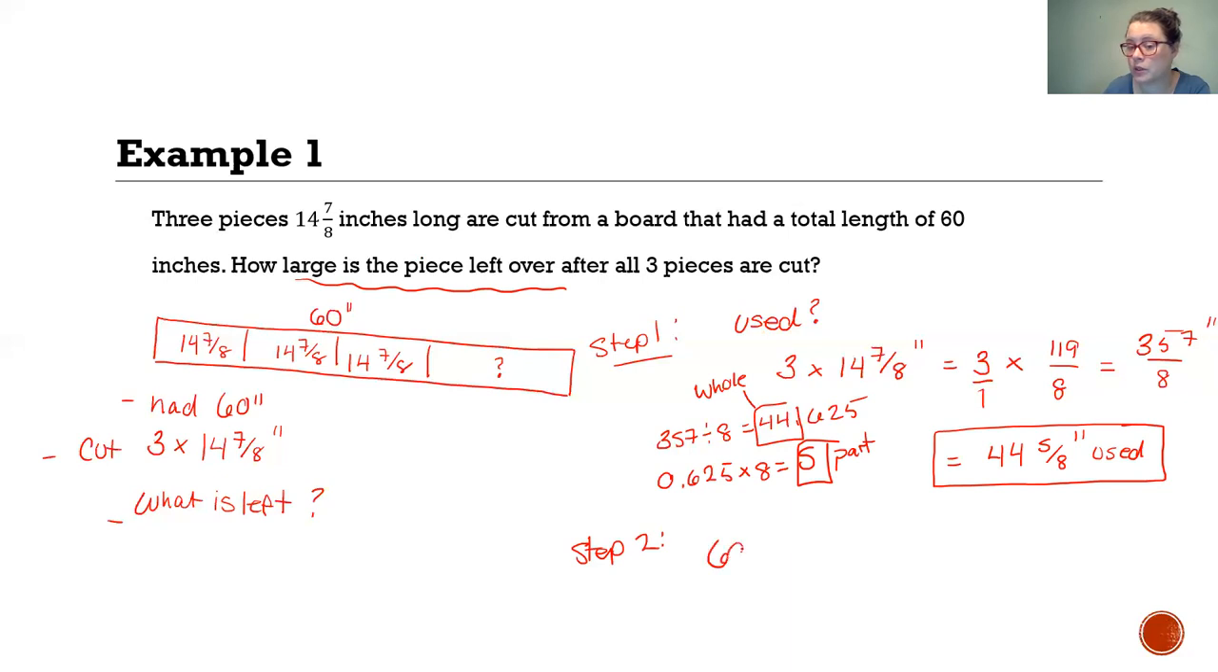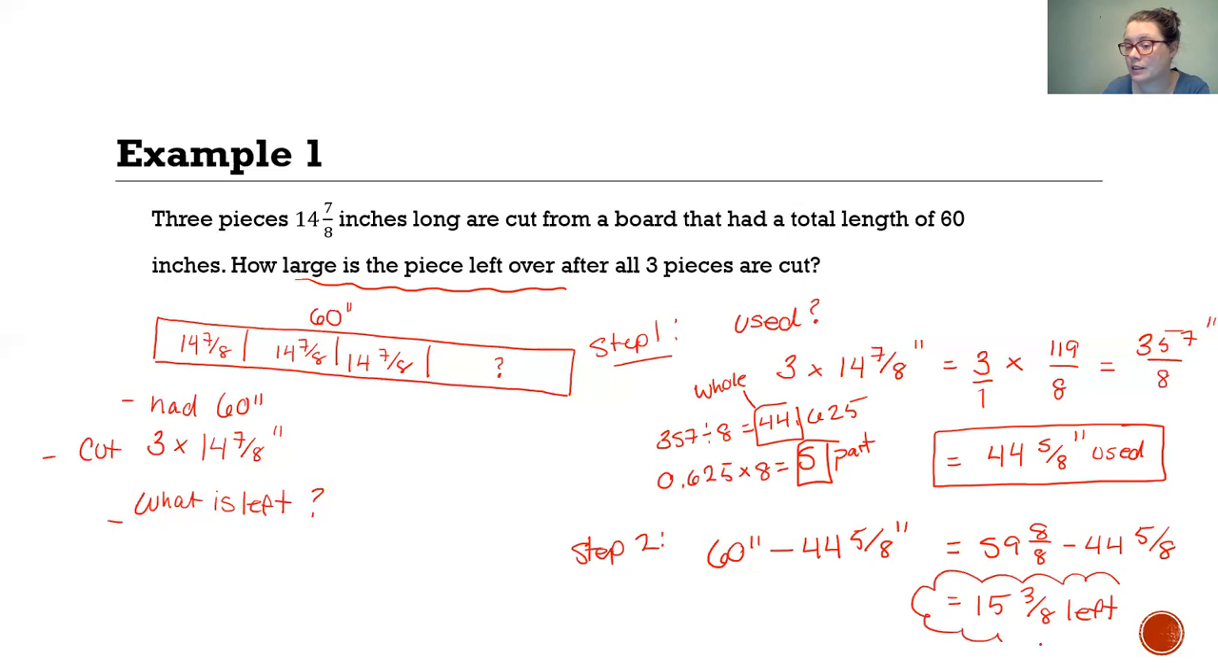Well, I'm starting with 60 inches, and I'm going to cut off 44 and 5/8. So cutting off is often considered a subtraction question. This is the same as 59 and 8/8 minus 44 and 5/8. 59 minus 44 leaves me with 15. 8 minus 5 leaves me with 3.